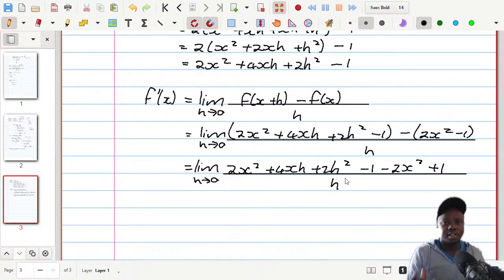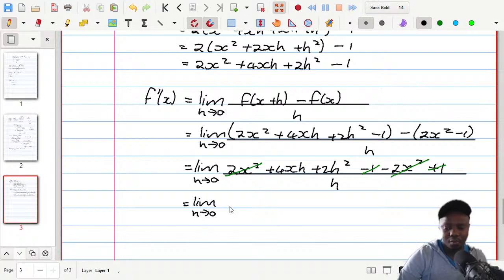If you've done everything correctly to this point, if you've practiced safe maths to this point, all of the terms that do not have h as a coefficient must cancel out. Check this. We've got 2x squared minus 2x squared that cancels out. We've got negative 1 and positive 1 that cancels out. Because the terms without h as a coefficient actually cancel out, that means that you've done the right thing. Life is great. So this is going to give you the limit as h approaches 0 of 4xh plus 2h squared, and all of this is going to be divided by h.